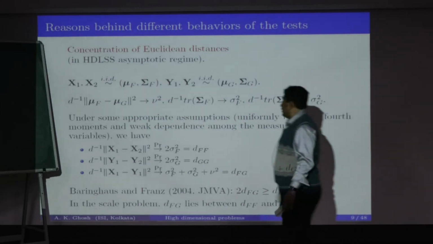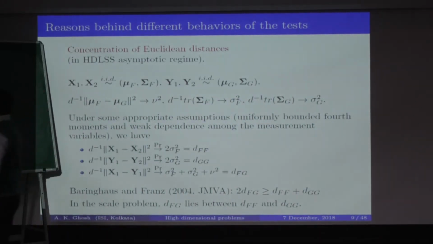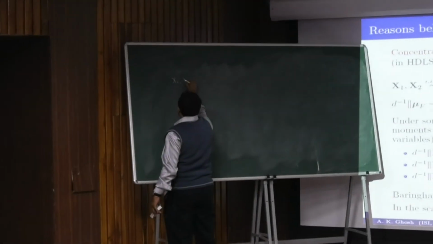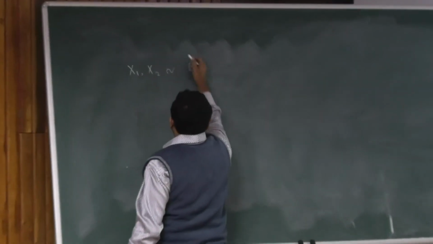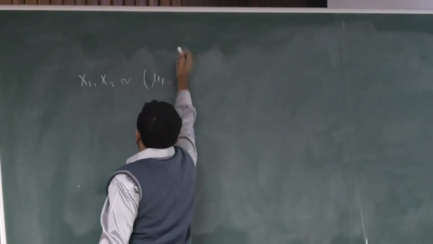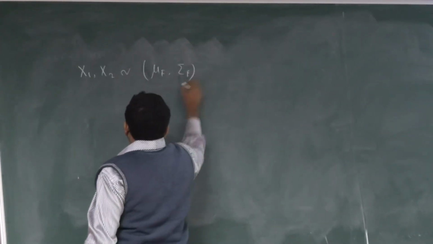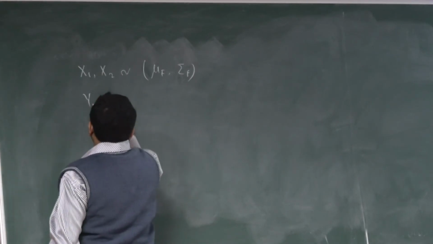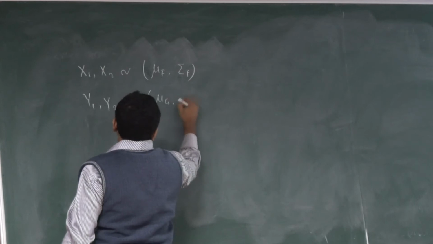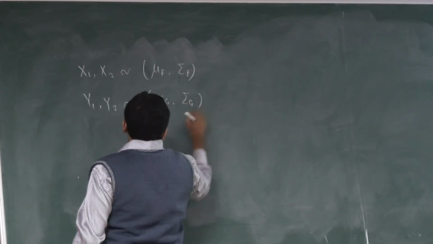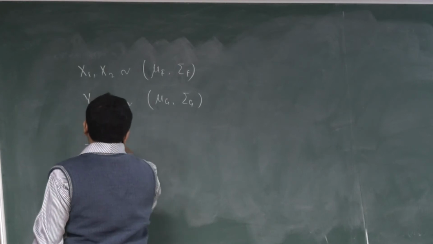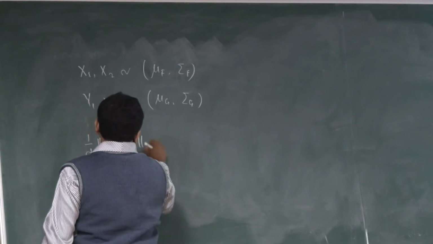So let us write down the result that I will be using. If x1 and x2 are coming from a distribution with mean vector mu f and dispersion matrix sigma f, and y1 and y2 are two ideal observations from another distribution with mean vector mu g and dispersion matrix sigma g, then I know under some assumption the convergence of the pairwise distances.